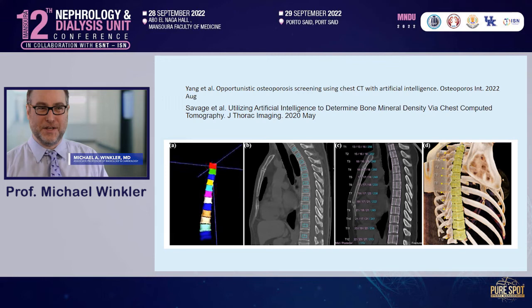First, it uses monoenergetic scans that were performed without calibration phantoms, leading to less than perfect quantification. Second, it cannot be performed using low-dose lung cancer screening studies.